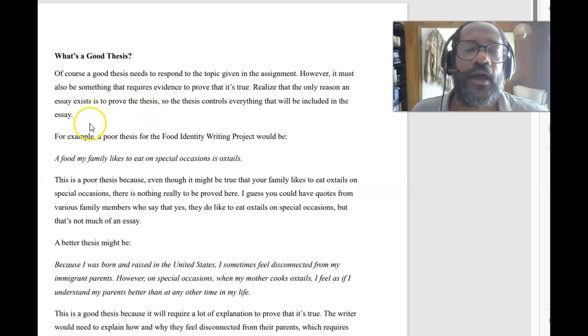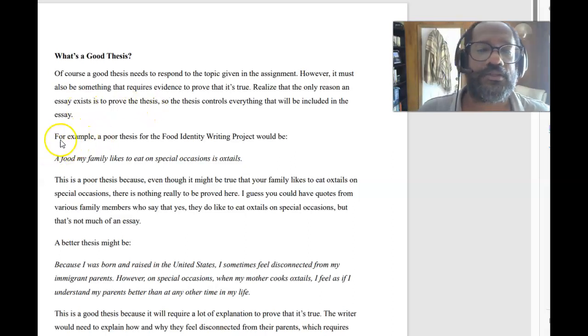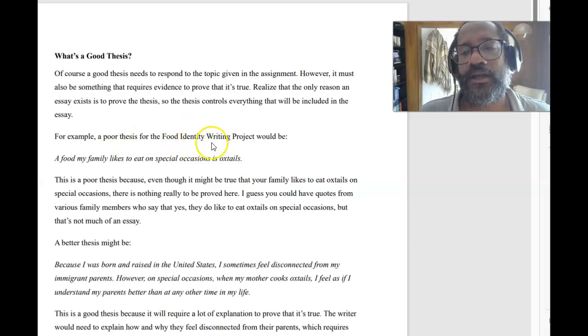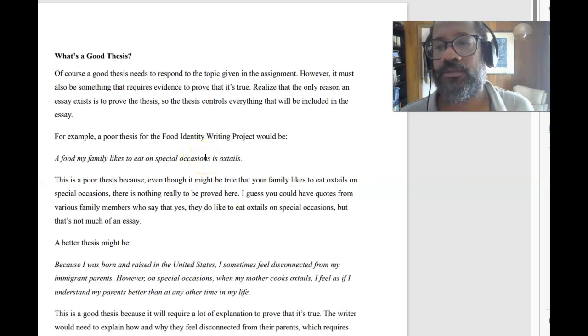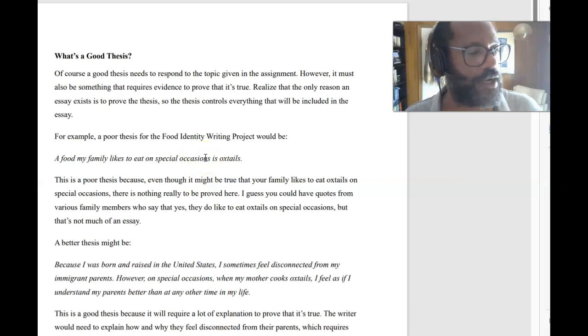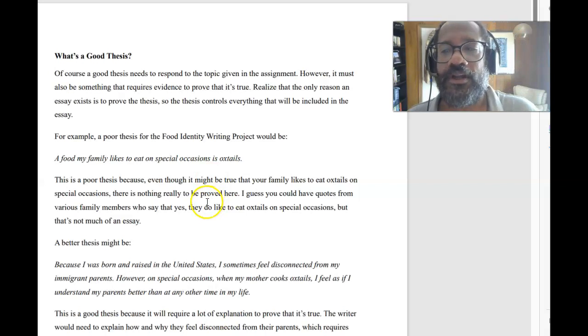So let's look at what a thesis that isn't going to work would look like. A poor thesis for the food identity writing project would be: a food my family likes to eat on special occasions is oxtails. Right? Some of you I know like oxtails. Some of you may not be familiar. Some of you I know are probably very into oxtails. But we could just say a food my family likes to eat on special occasions is oxtails.